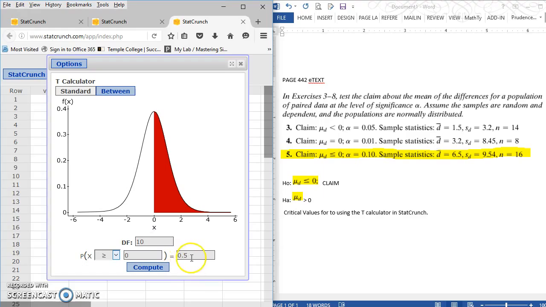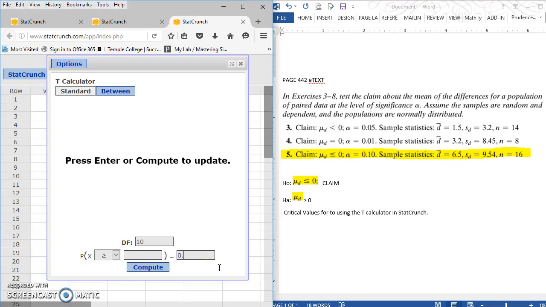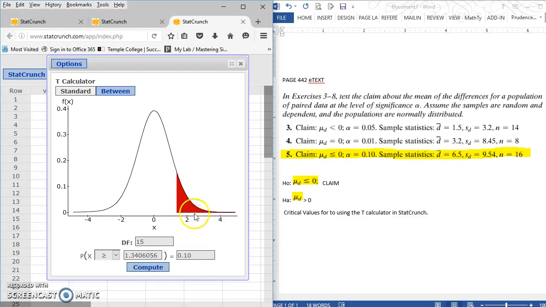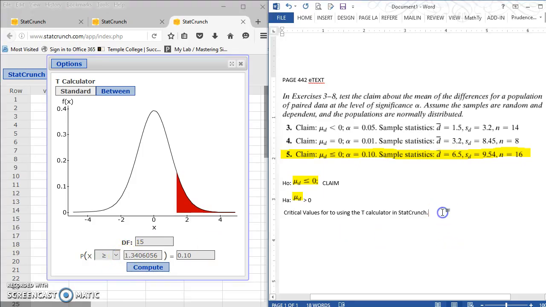Now I have alpha is 0.10, so I just put my value for alpha there. Now my degrees of freedom is n minus 1. 16 minus 1 would be 15. So that's your degrees of freedom. And when you click compute, you can see this red area, which is your rejection region. And it's everything to the right of 1.341.